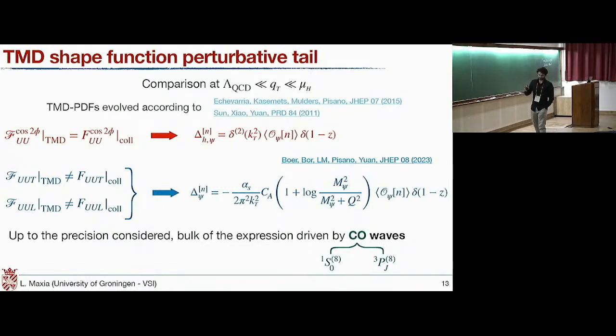I also have to say, and I will stress this point, that it is only the leading order result. Also, we are considering only up to a certain order of the velocity expansion, which is the other parameter you have in NRQCD. And up to this point, the bulk of the result is only color octet waves, in particular 1S0 and 3PJ in this kind of spectroscopic notation. Doesn't mean that you don't have other contributions from other states.